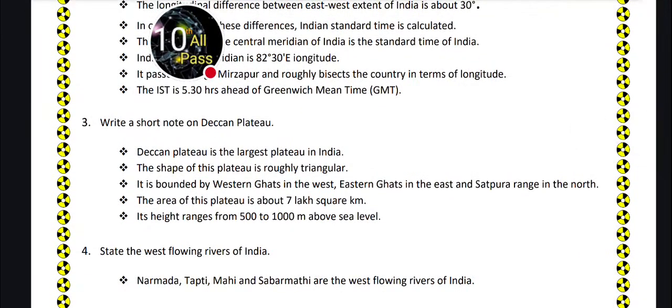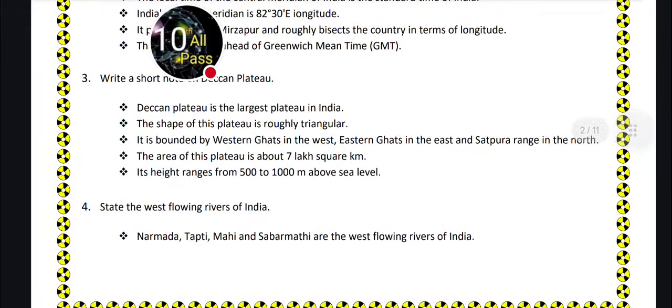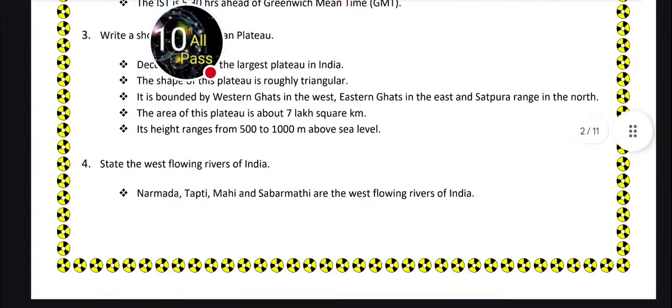Third one, write a short note on Deccan Plateau. Answer. Deccan Plateau is the largest plateau in India. The shape of this plateau is roughly triangular. It is bounded by Western Ghats in the west, Eastern Ghats in the east, and Satpura Range in the north. The area of this plateau is about 7 lakh square kilometers. Its height ranges from 500 to 1000 meters above sea level.